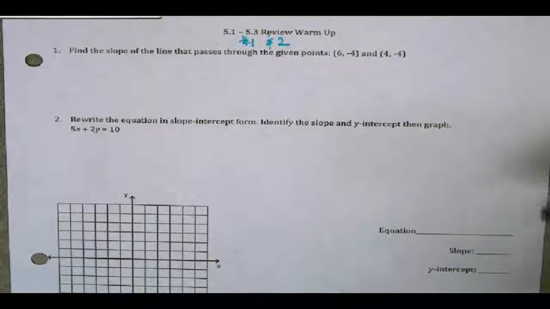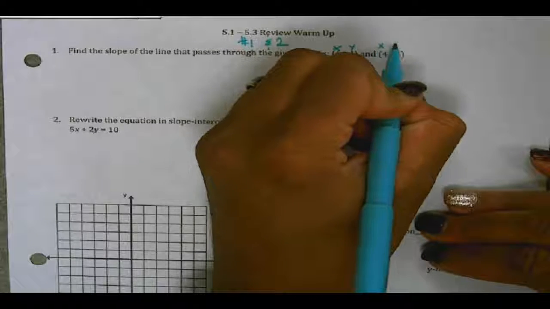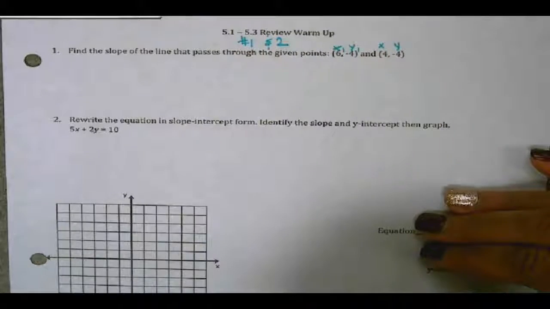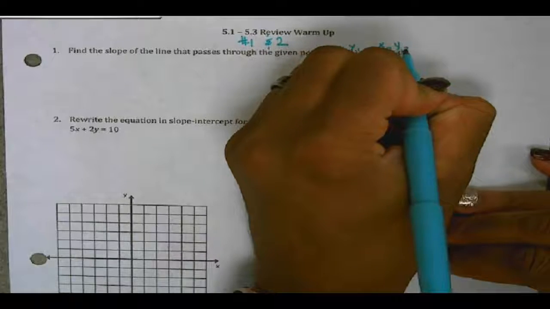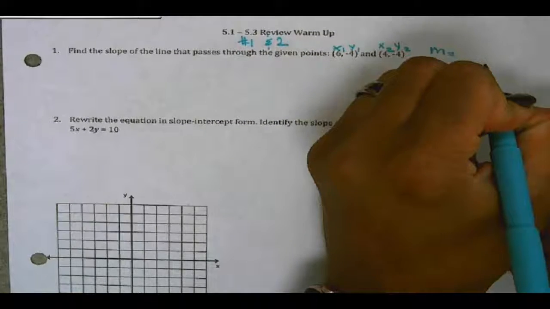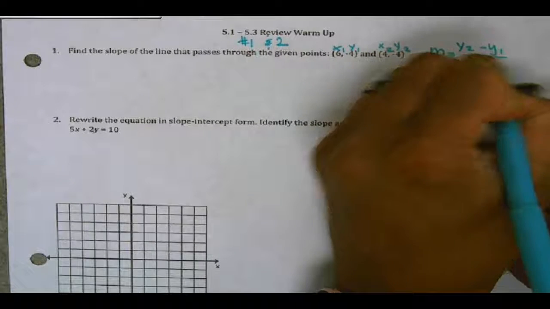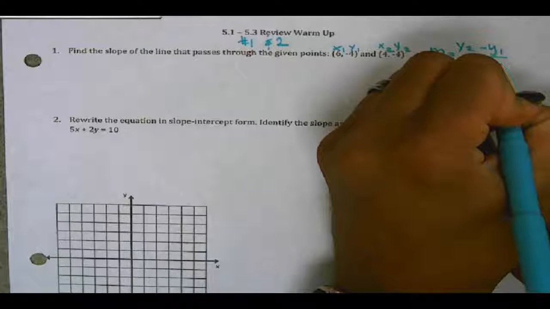So number one asks you to find the slope of the line that passes through the given points. First thing I like to do is label x1, y1, x2, y2. The first pair gets the 1s and the second pair gets the 2s. And then as a reminder, my formula for slope is m equals y2 minus y1 over x2 minus x1.